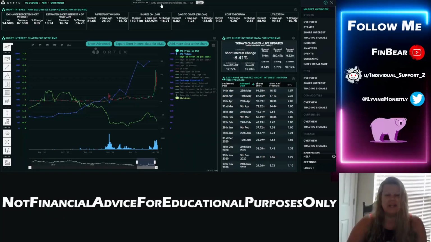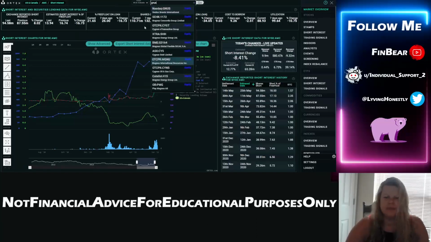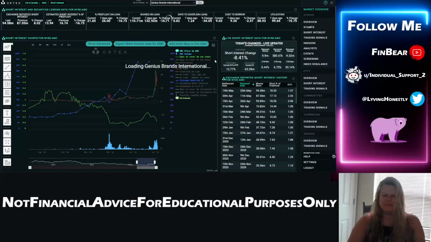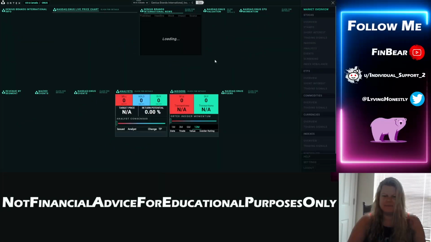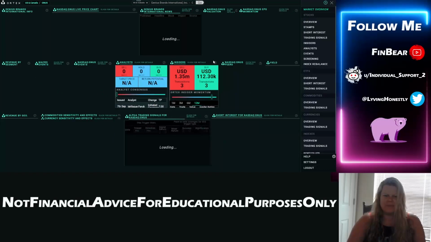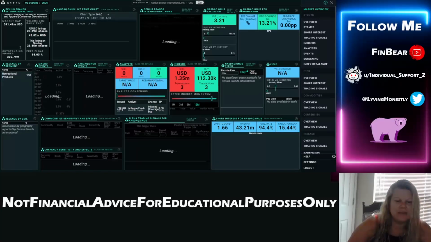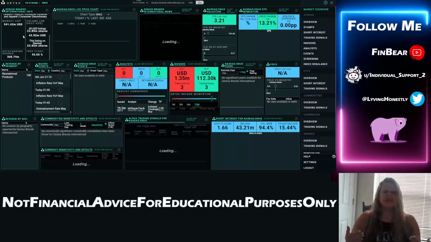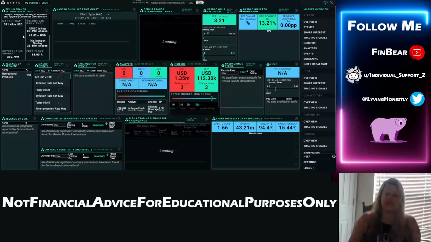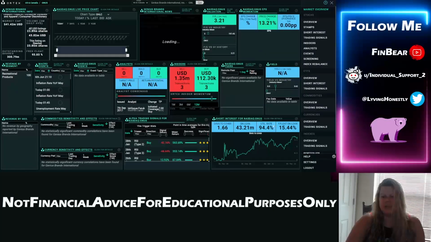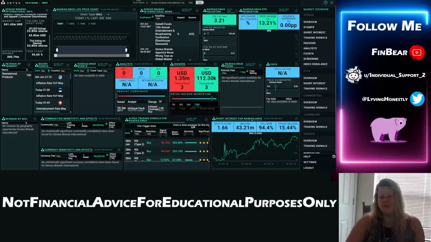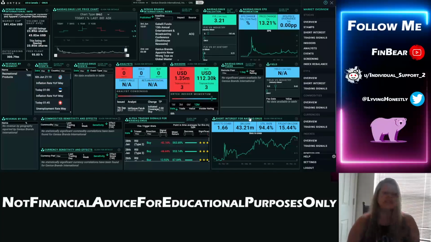Let's look at another company just so you can compare. We'll do my other little buddy, GNUS. There you go. Okay, so here's GNUS. GNUS's outstanding shares is 300 million. So they actually have fewer shares available than AMC, which is interesting. But look at this, utilization rate, 94.4, which means that even though GNUS had a really good week last week and went up about 20 cents, I don't believe a lot of shorts covered.